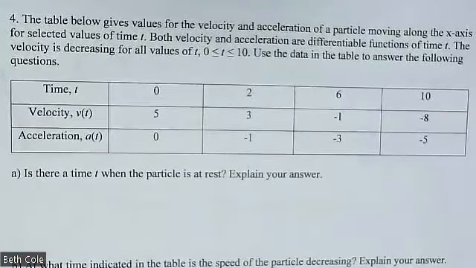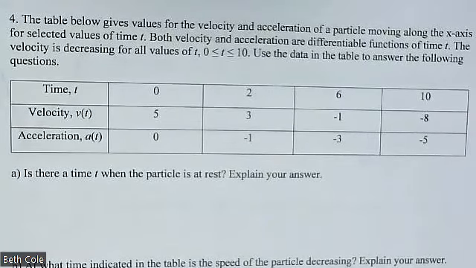So let's just do a real quick verbal recap. We have position, which would be something like feet or meters or yards or miles. And then the derivative of position gives you velocity, which would be miles per hour or feet per second or something per something else. It's a rate of change.